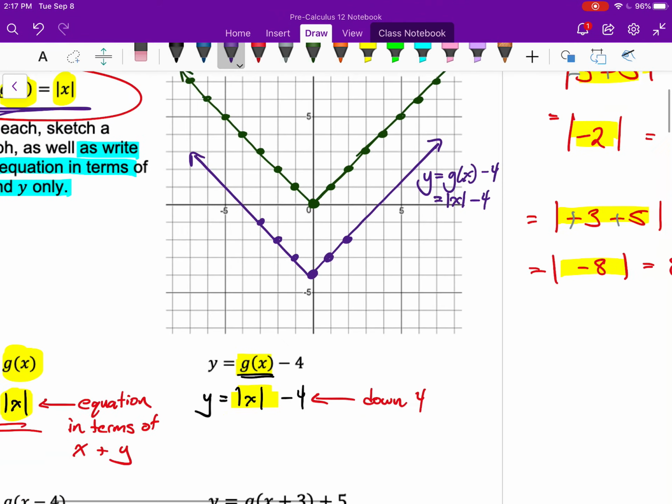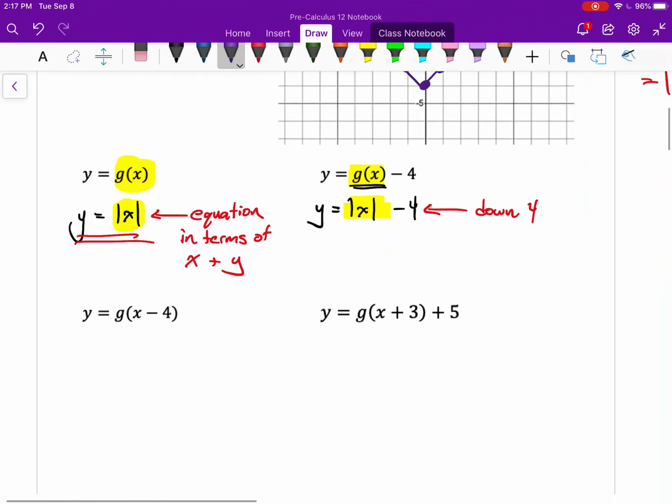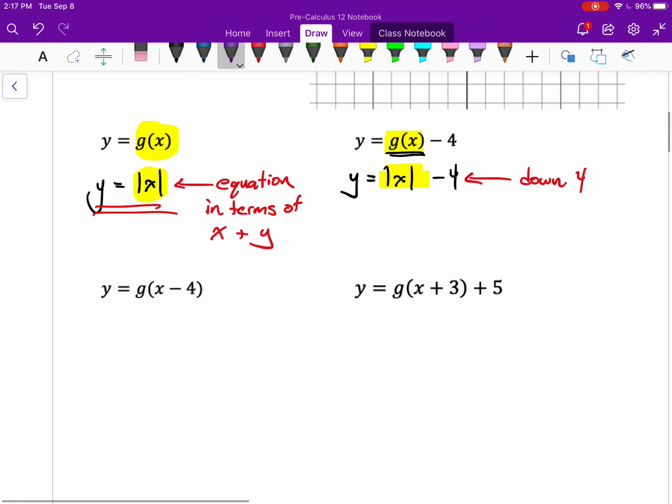OK, so again, we want to be clear about what's the actual equation. The actual equation for what I just drew is the absolute value of x all take away 4. And there's the graph I've drawn in purple. OK, let's look at the next one here. So now I have g of x minus 4, but the minus 4 is inside the brackets. Compare how this is different from the last one. So in this case, that take away 4 you see there is all inside function g.